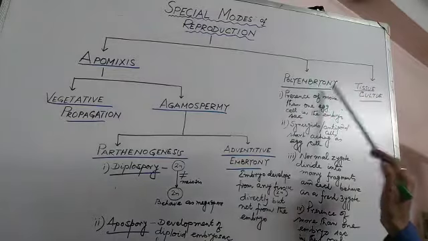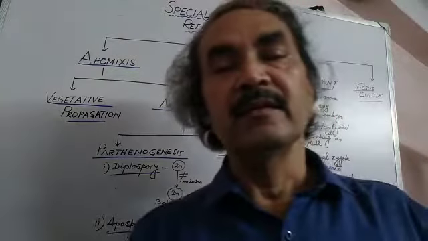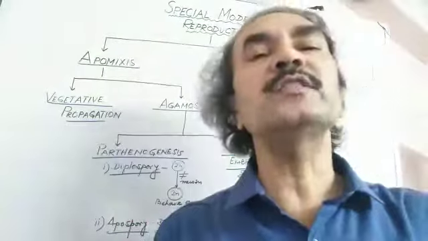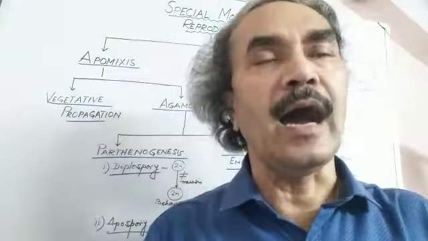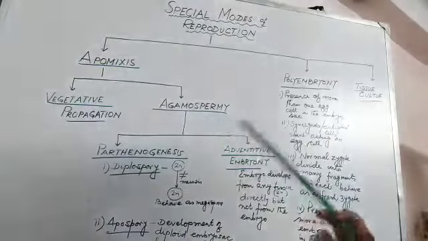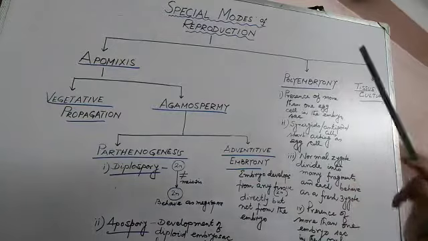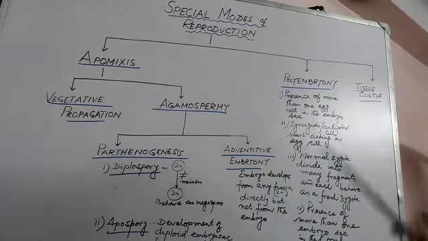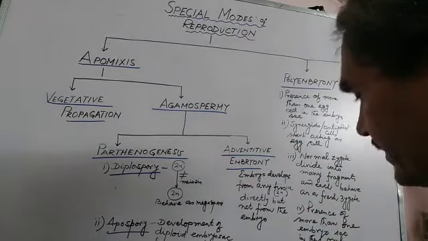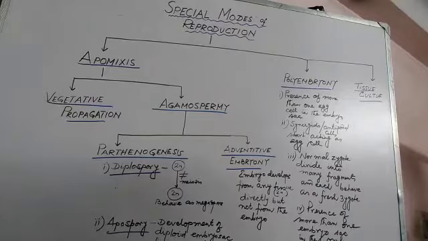Now I come to polyembryony. Polyembryony, as the name indicates, more than one embryo are formed. Presence of more than one cell in the embryo sac. Synergids or antipodal cells may start acting as an egg cell. Normal zygote divides into many fragments and each fragment behaves as a zygote, and presence of more than one embryo sac in the ovule.